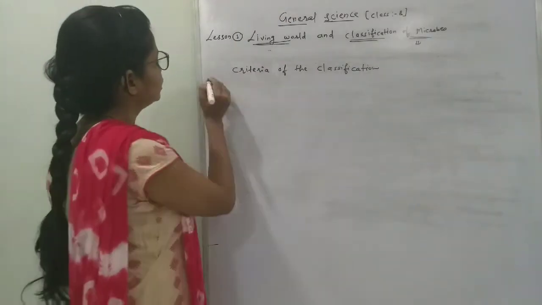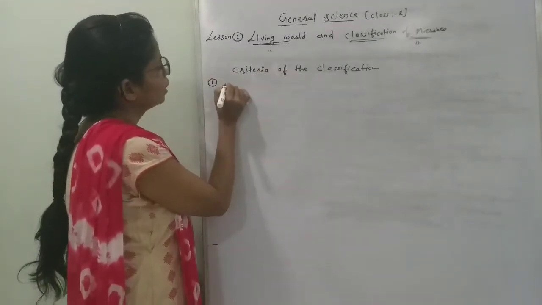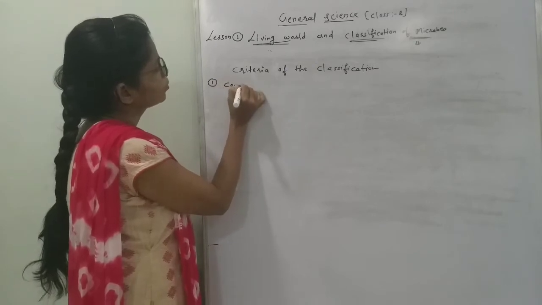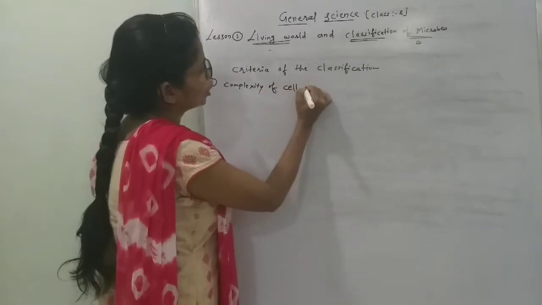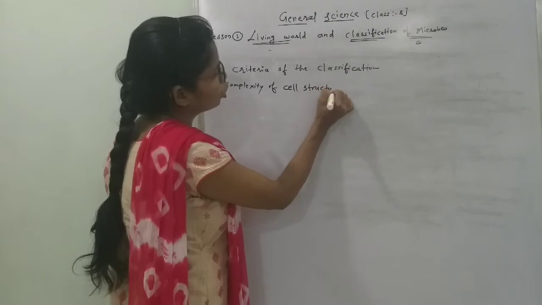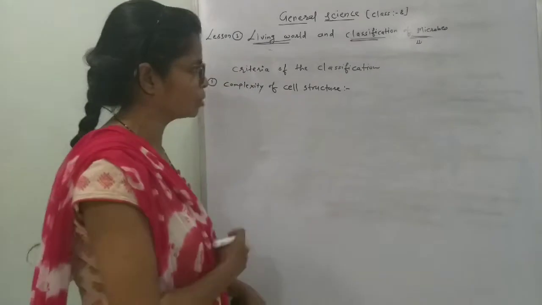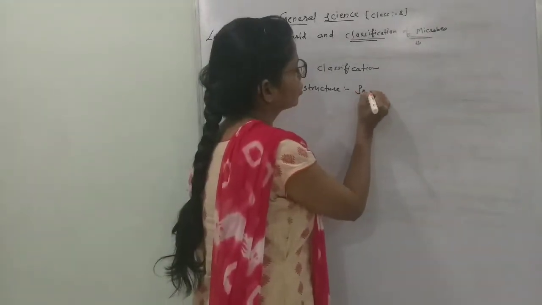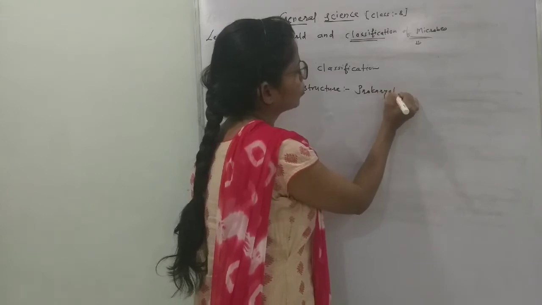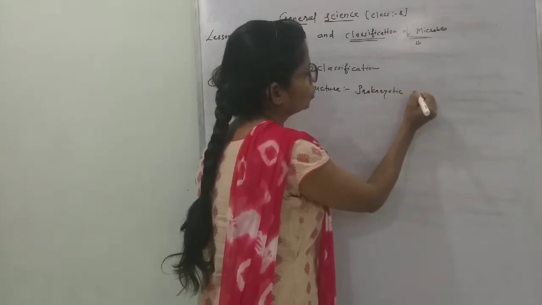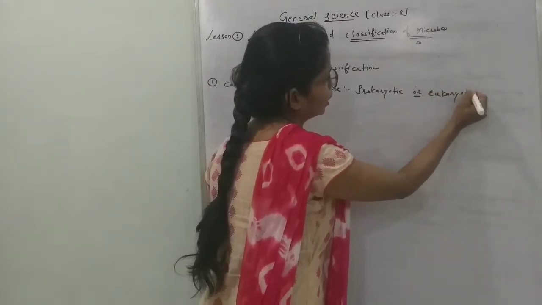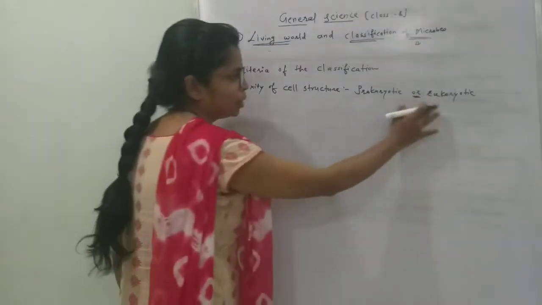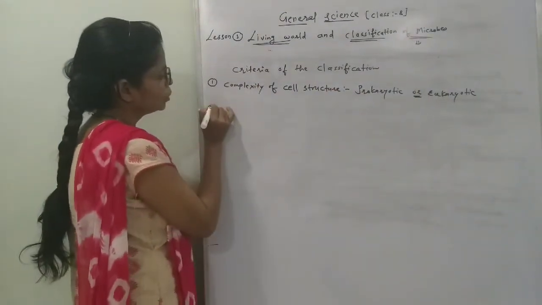Now the first point in criteria is complexity of cell structure. Complexity of cell structure. What is the meaning of this heading? Now complexity of cell structure means whether the cell is prokaryotic or eukaryotic. Now I have told the meaning of these words. Okay.